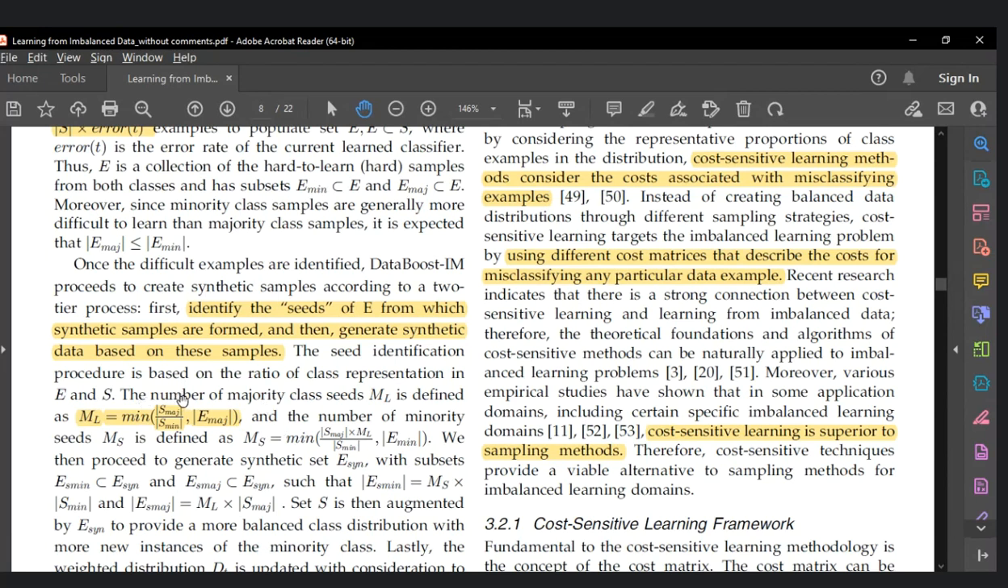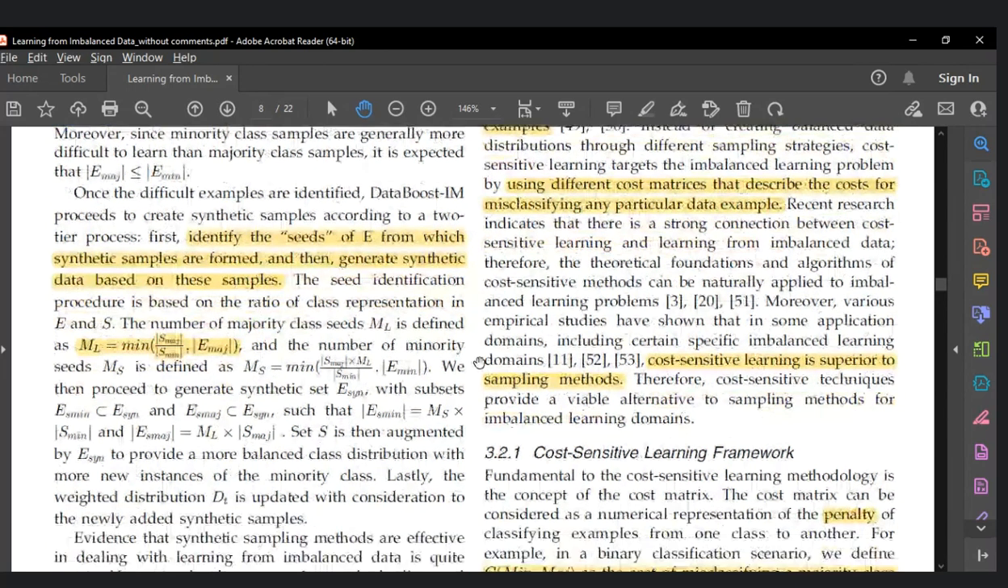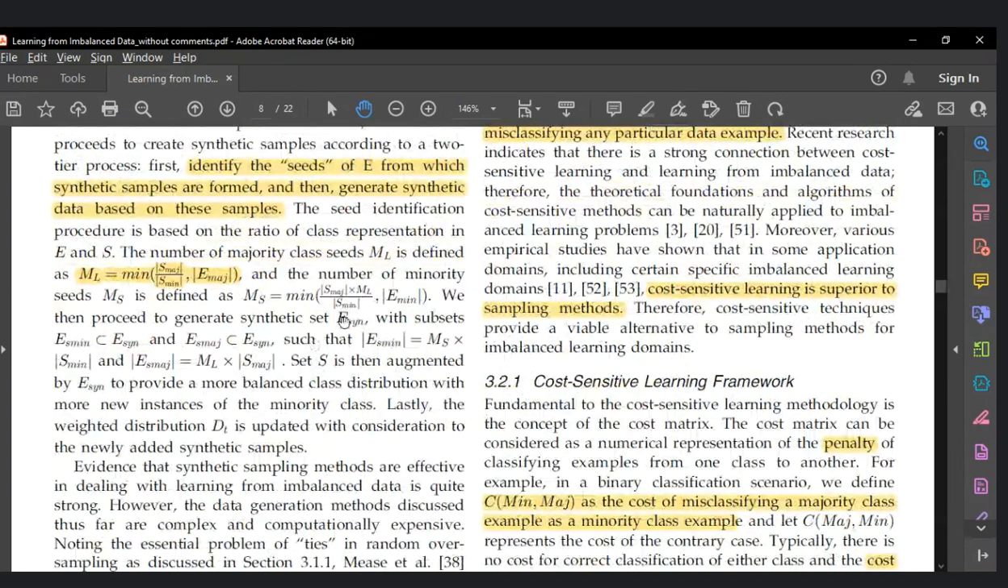It's based on a ratio of class representation in E and S. For the majority class, the seed is ML, and the value of ML will be the smallest of this ratio, the sample of majority class divided by the sample of minority class, or whatever E-major we have. Take the smallest of these two. For the minority class it's similar, but because we have the majority class seed, we multiply it here because we have a bit more information.